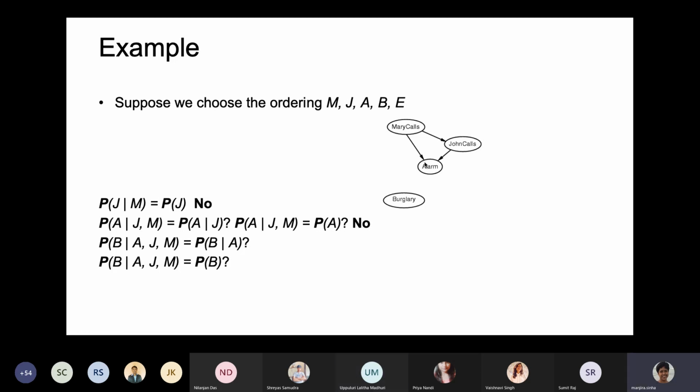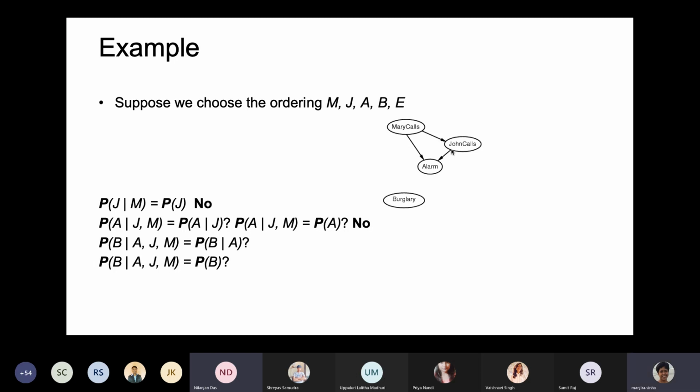Okay. Now, ma'am, I have a question. In the previous case, we considered that probability of J given M equals probability of J, and we were checking that because for J the only possible parent was M. So when we are considering A, our only possible parents are M and J, right? Then why are we not checking probability of A given J equals probability of A, and probability of A given M equals probability of A? If we check only these two, then we can just independently trace the arrows.